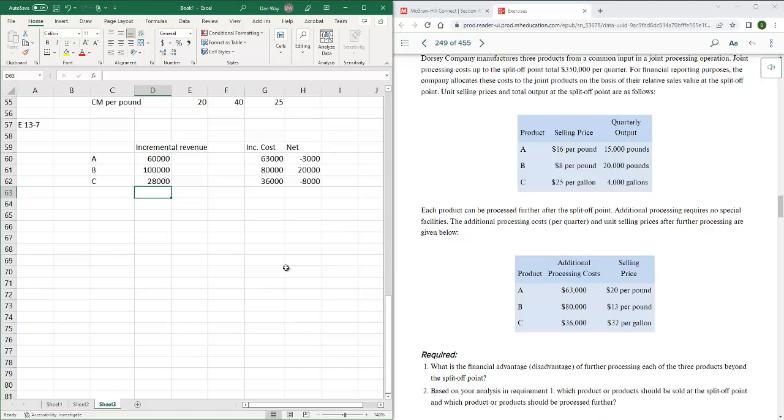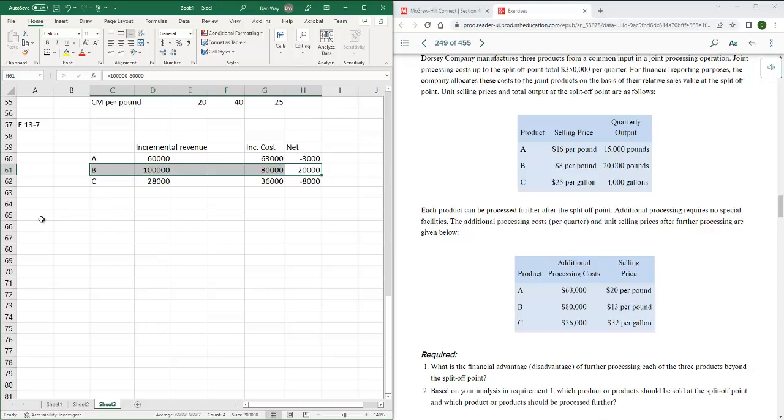So which should be sold at split off, which should be processed further? The only one that should be processed further here is product B. That's the only one where the incremental revenue of doing all that extra work exceeds the incremental costs of doing the work. It's the only one that makes financial sense for us.